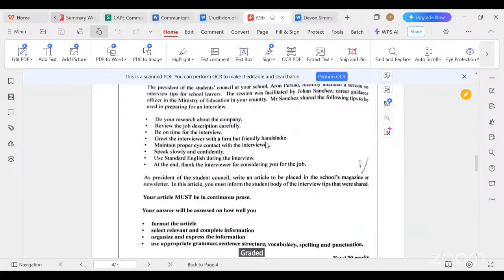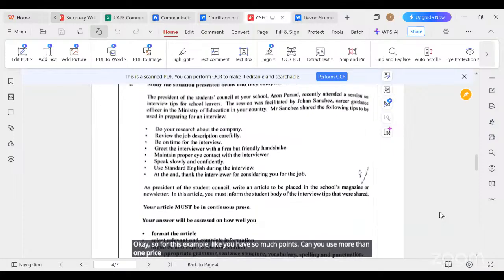So before I go forward, go ahead, Tiana. Okay, so for this example, you have so many points. Can you use more than one point in one paragraph?